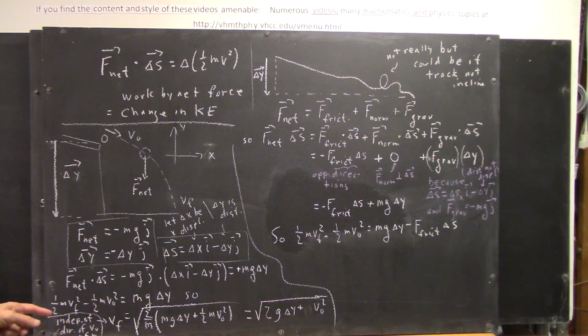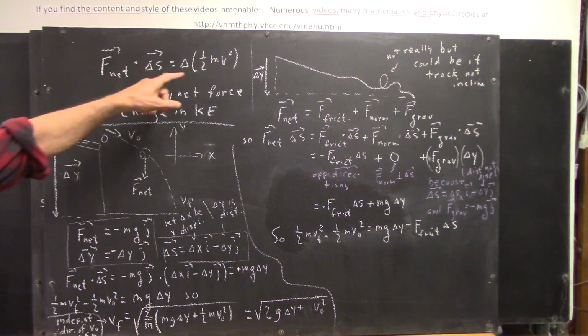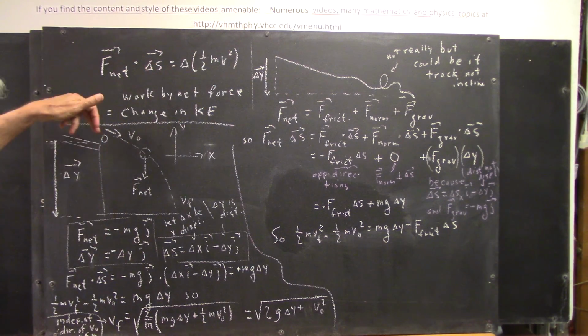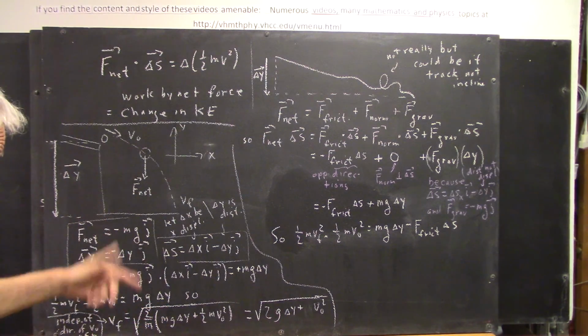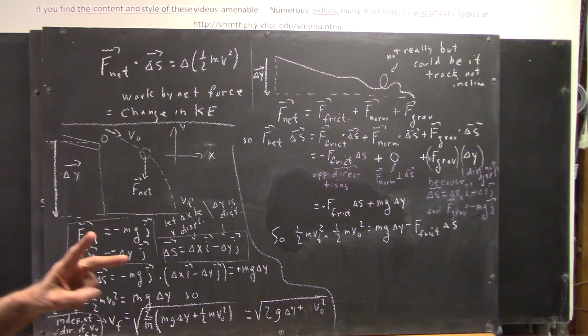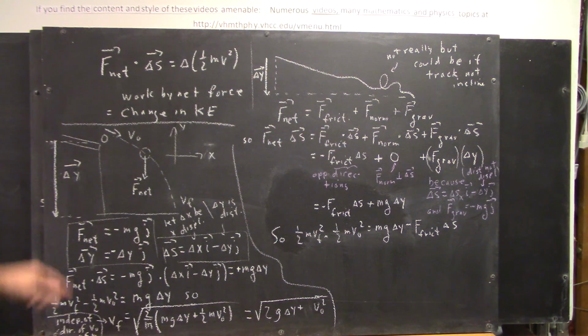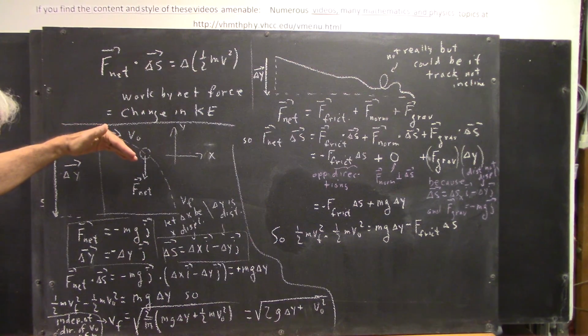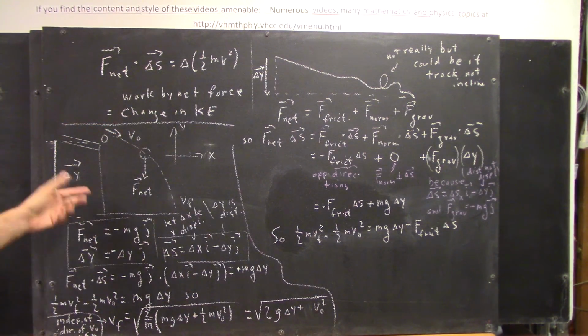So 1/2 mvf squared minus 1/2 mv naught squared, that is the change in 1/2 mv squared from the initial to the final point, and it is just equal to the work done by the net force, which is mg delta y. And we then solve for vf, obtaining a very straightforward result. Note that this result is independent of two things. It's independent of the direction of the initial velocity, and it's independent of the mass of the ball.